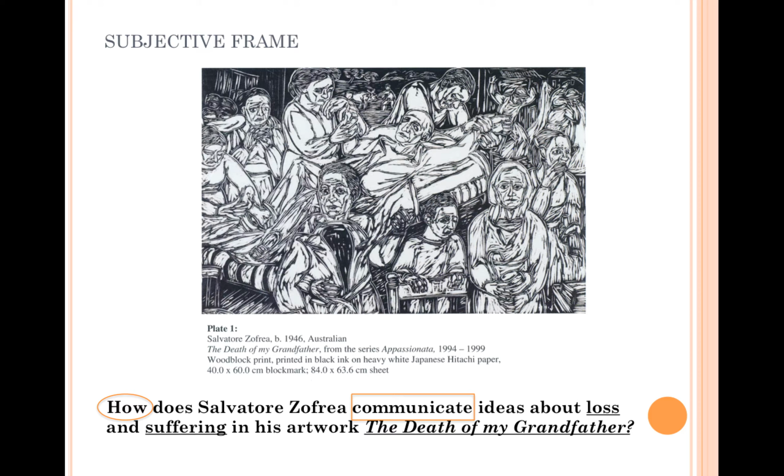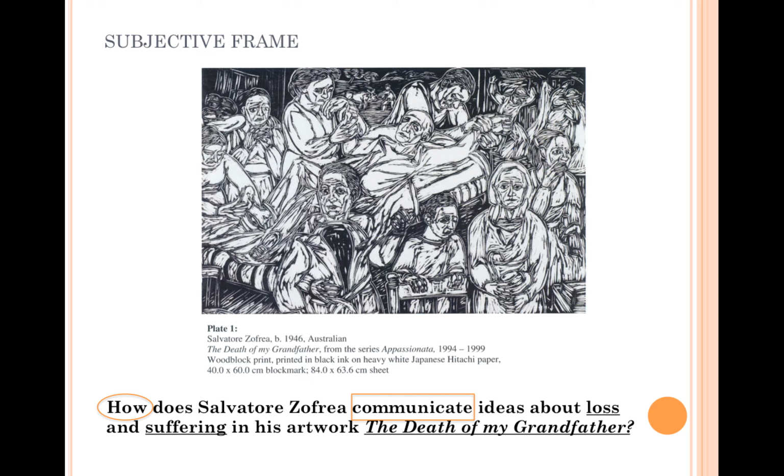So for example, here is a subjective frame question. We have circled the instruction word, which is how. So you need to explain pretty much. We have identified the words that relate to the subjective frame, the keywords, which are lost, suffering, the death of my grandfather. We're talking about personal experience. We're talking about emotion.